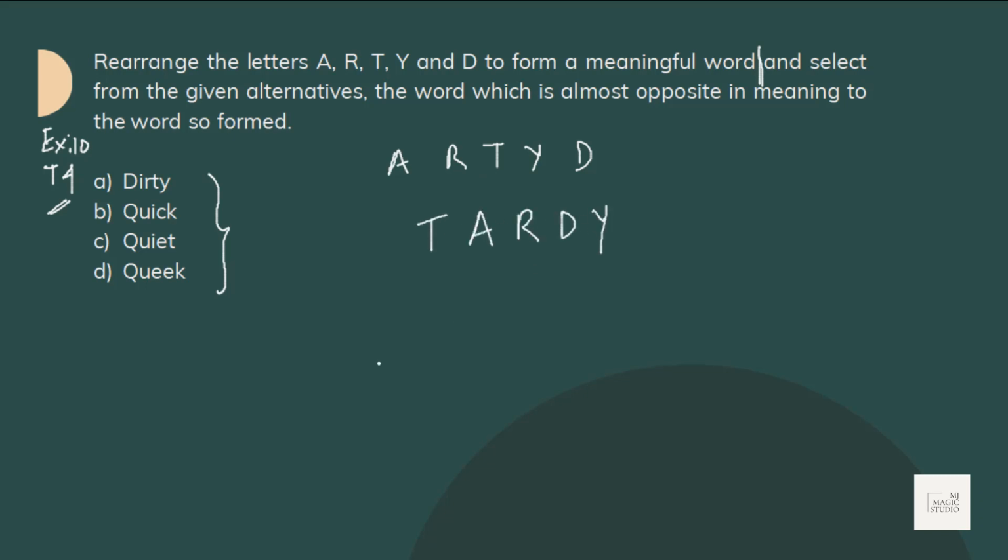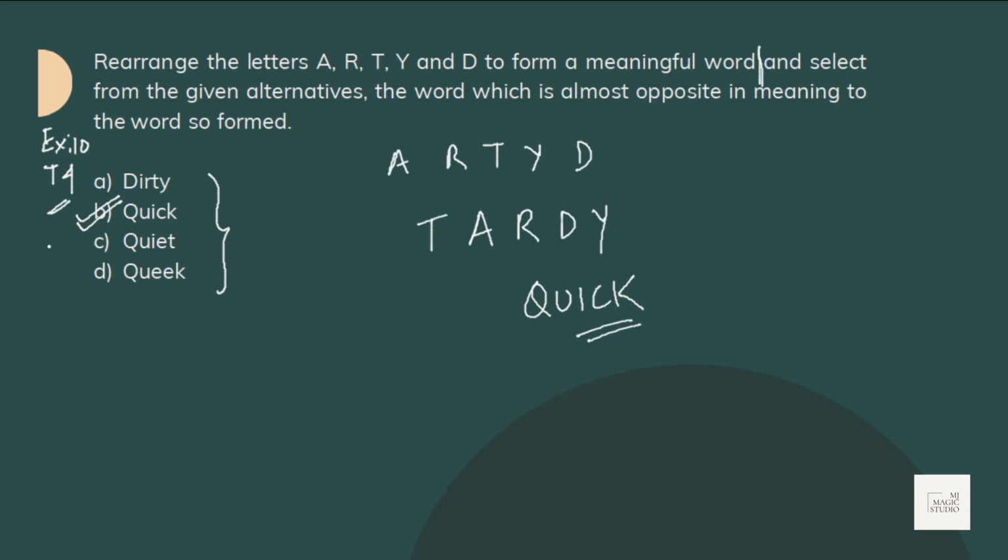T-A-R-D-Y. And what does tardy mean? Tardy means sluggish or slow. So the opposite of tardy should be quick. Yes, quick is one of the options. Option B fits in. Here the difficulty level of this question is medium to high.